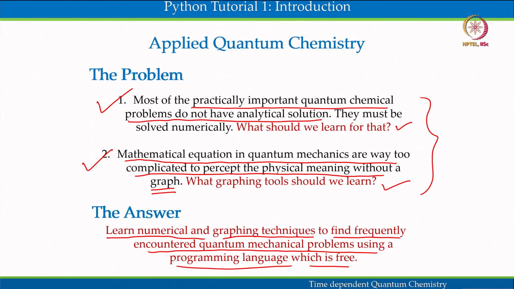So the aim of the Python tutorials given in this course, there are multiple tutorials connected to each chapter, each module of this course, is to introduce numerical techniques which are commonly required to find solutions to very frequently encountered quantum mechanical problems, such as solution to the Schrodinger equation for arbitrary potential, simulating quantum dynamics under the influence of time dependent or time independent external potential, etc.